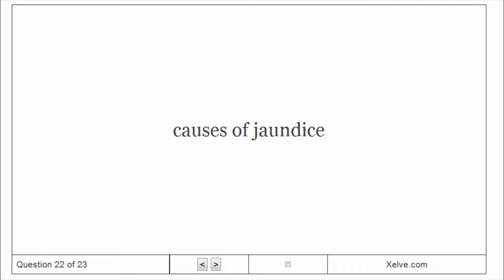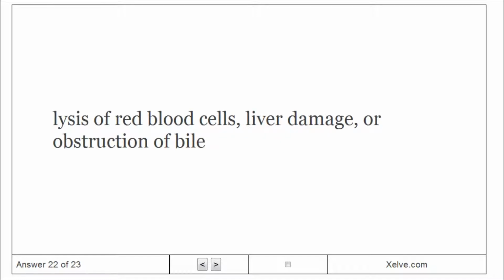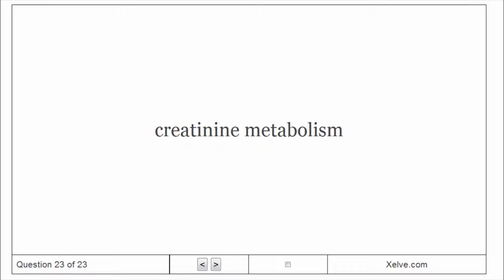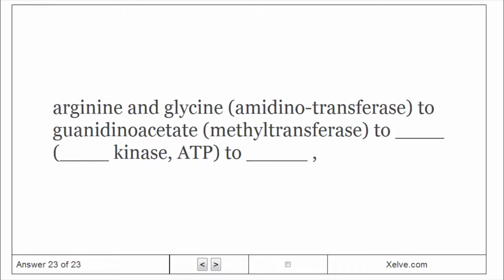Causes of jaundice: lysis of red blood cells, liver damage, or obstruction of bile. Creatinine metabolism: arginine and glycine to guanidinoacetate to blank to blank.